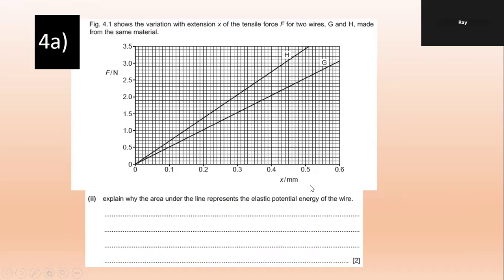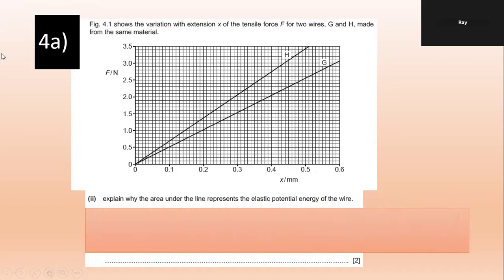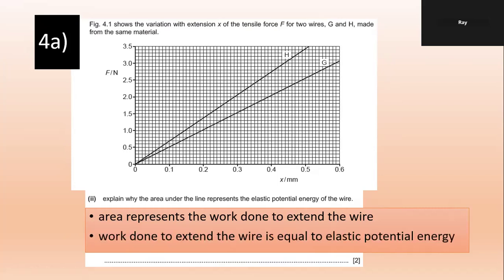Explain why the area under the line represents the elastic potential energy of the wire. Because the work done. Area represents the work done to extend the wire. Work done to extend the wire is equal to elastic potential energy. That's your 2 points.